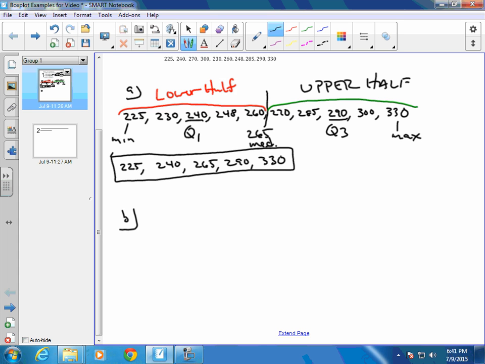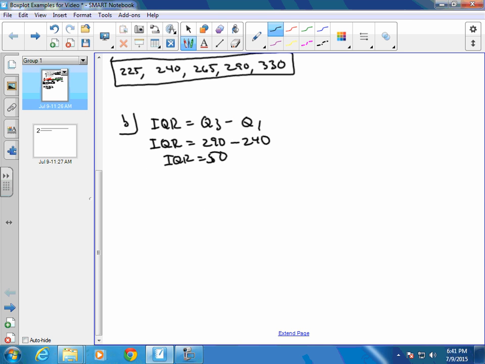For part B, we're asked to find the interquartile range and identify any outliers. All right, the interquartile range is pretty straightforward. It is equal to the difference Q3 minus Q1. So let's see, Q3 is 290, Q1 is 240. So here we get an IQR of 50. The IQR tells you basically the spread of the middle 50% of your data set. This tells me the middle 50% of these scores are within 50 points of each other.